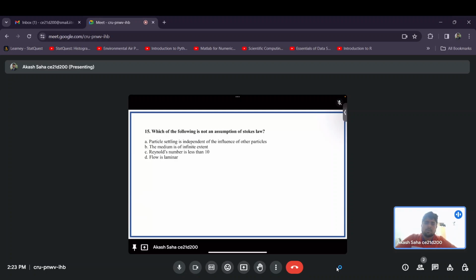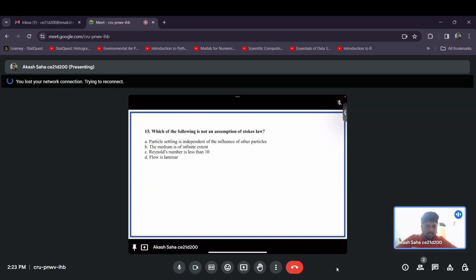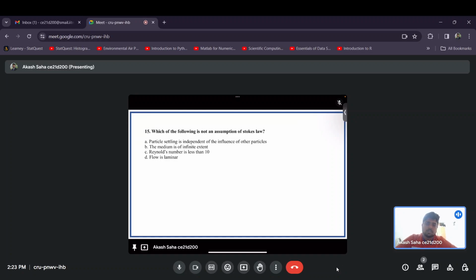In Stokes law, we assume that there is discrete settling, so the particle settling is independent of the influence of other particles. So option A is correct. The medium is infinite, so there is no influence of other factors, and also the flow is laminar. But the Reynolds number should be less than 1. It should not be less than 10, it should be less than 1. So option C is incorrect, and it is not an assumption of Stokes law.